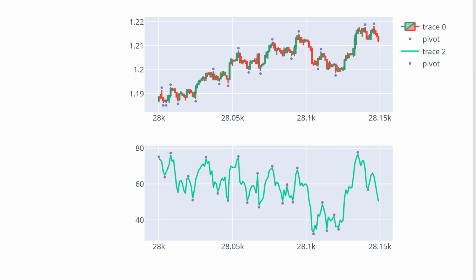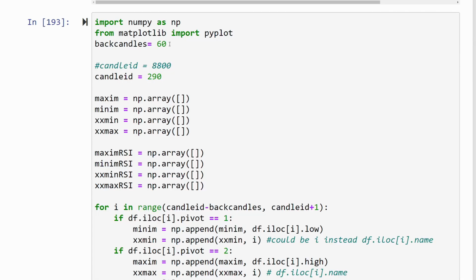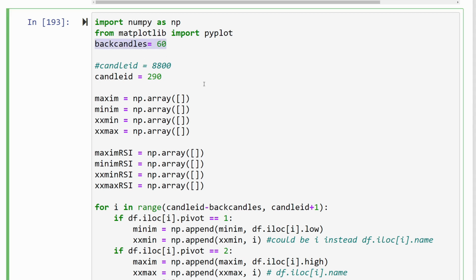So great, now we have our algorithm that detects the peaks, the high pivot points and the low pivot points, for the candles and also for the RSI. Now at this point we need to define the number of candles we are taking into account to check for the pivot points before the candle of interest, which is the candle ID. I'm looking at 60 candles before the candle ID. I'm going to detect the maximas and the minimas within this region and then try to fit those into slopes to detect the divergence of the RSI.